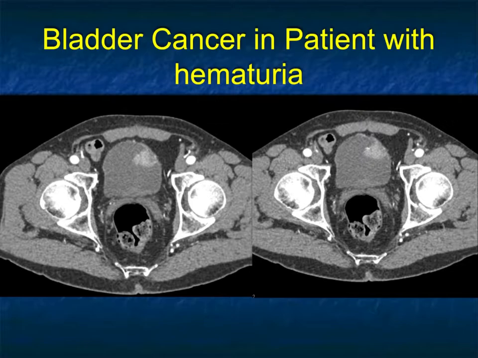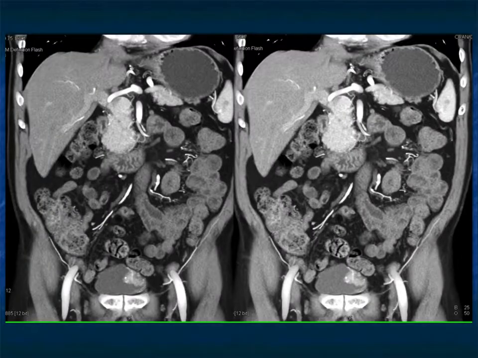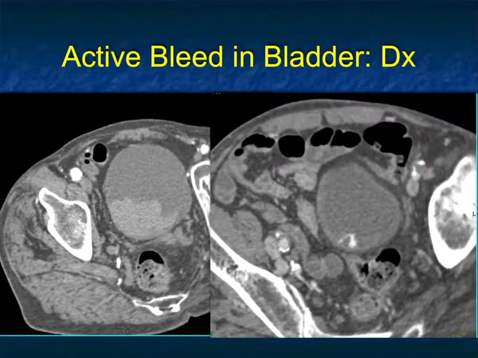Here's a larger lesion in a patient with hematuria. Again, about a 2 centimeter lesion coming off the bladder wall. There's no extension into the perirenal space. This will get resected. Here's the same patient. Coronal views, very nicely showing you some of the vascularity in the lesion proper. And here, when you look at the later phase, you can see the blood in the bladder.